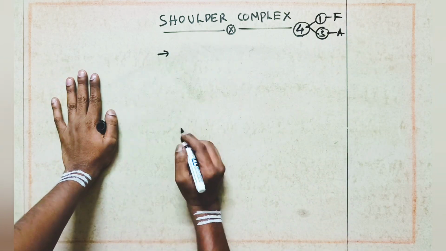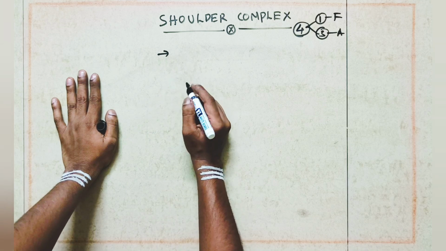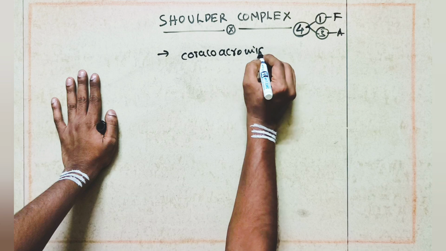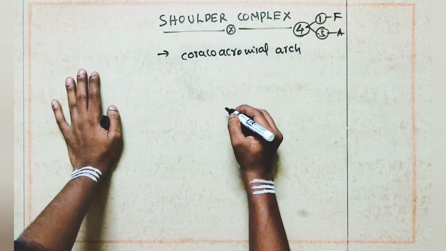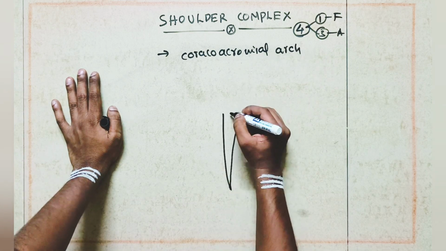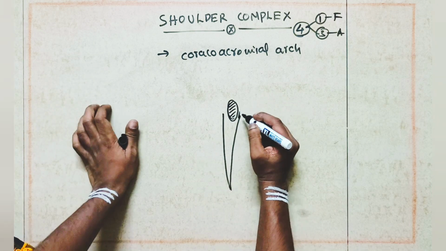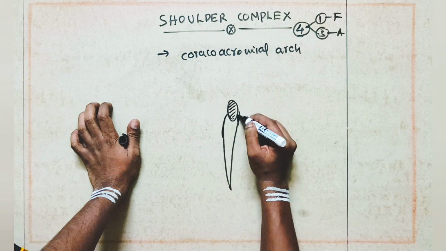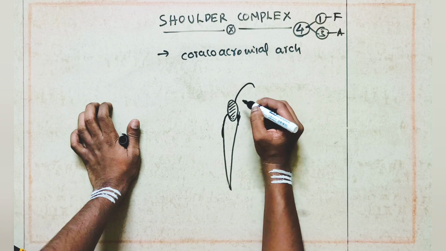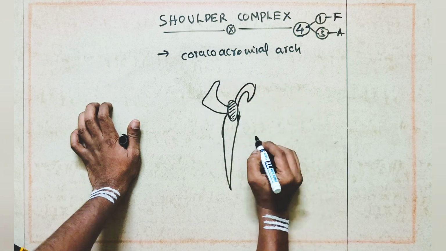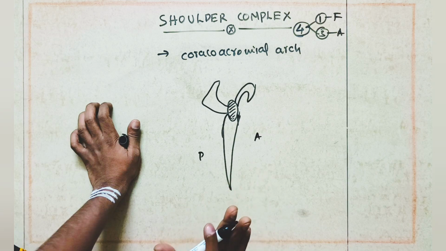One more joint is there. This joint forms because of the coracoacromial arch. Suppose we see the scapula laterally. This is the glenoid cavity of the scapula. Here we get the coracoid process of the scapula, and here the acromion process. This is anterior, this is posterior. We are seeing the scapula laterally.